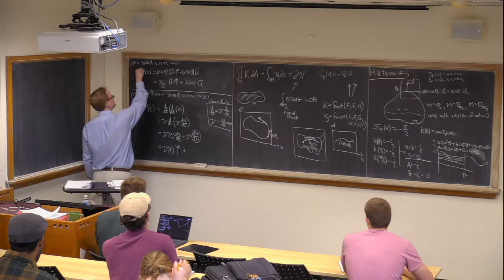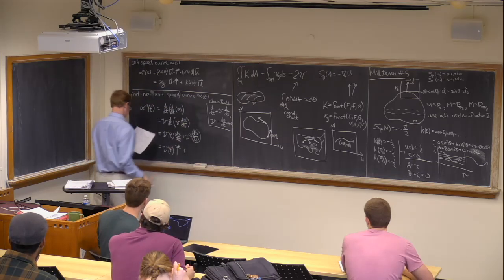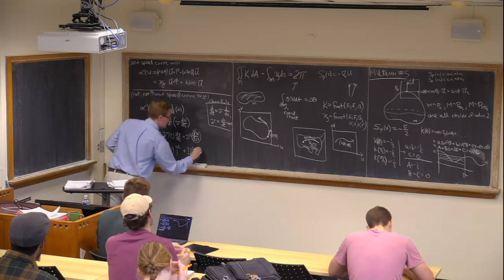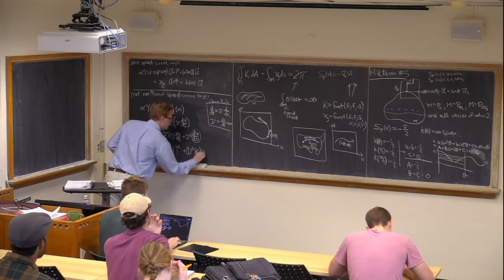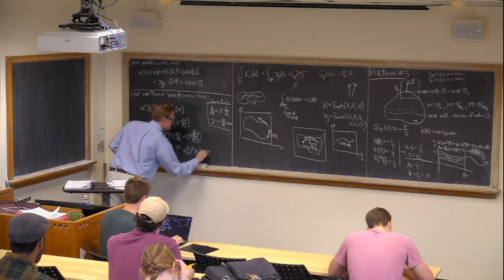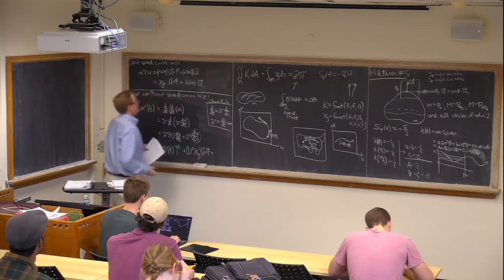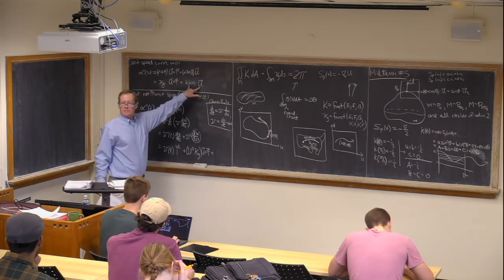But that is the same thing as this. So it's nu squared times this stuff, right? So what we get then is nu squared times the geodesic curvature, u cross t, plus nu squared times this, okay?